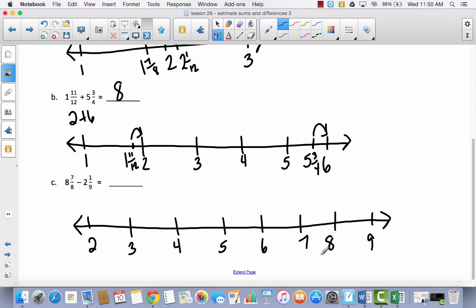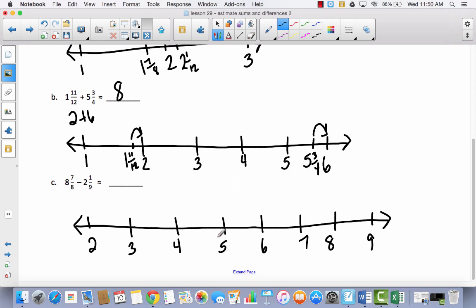So I want you to pause the video for a minute, and I want you to just put 8 and 7/8 on this number line and 2 and 1/9 on this number line, and then let's come back and see if we have them close to the same place. So go ahead and pause the video now, and label 8 and 7/8 and 2 and 1/9 on the number line.